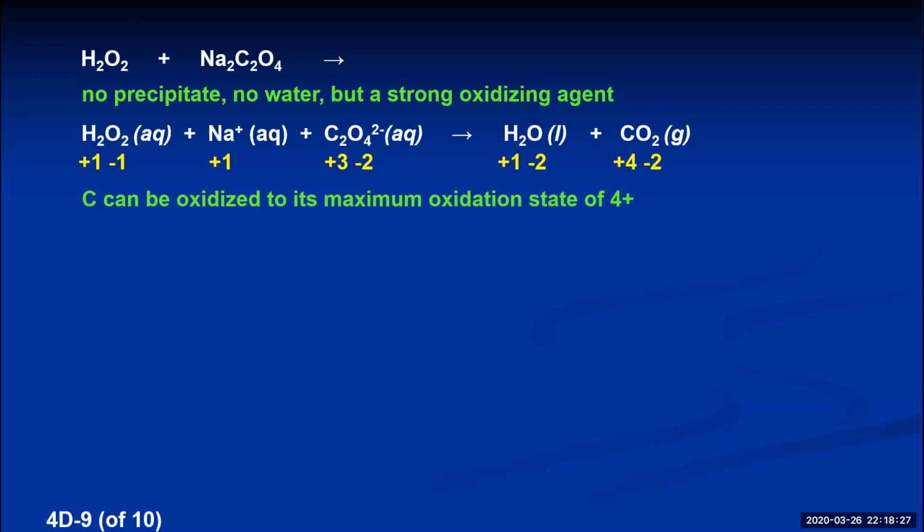So if carbon's ever going to be oxidized up to +4, almost always it turns into carbon dioxide. So the sodium's a spectator ion, and so the reaction is going to be hydrogen peroxide with the oxalate ion turning into water, and then carbon dioxide.